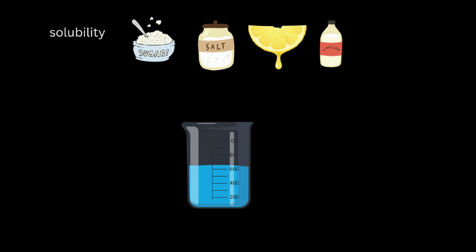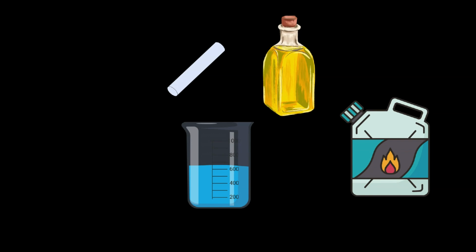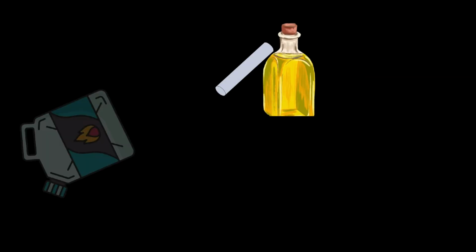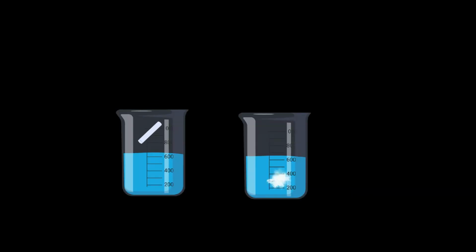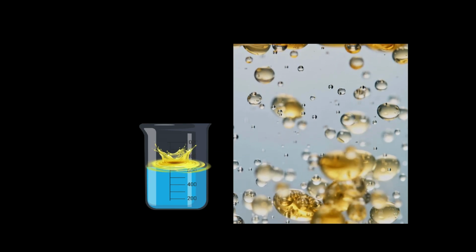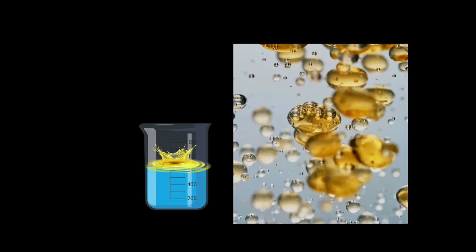There are other materials such as sand, chalk powder, coconut oil, kerosene. They don't dissolve in water, so they are insoluble in water. If we drop a chalk piece into the water, the chalk piece does not dissolve in water. Sand is also insoluble in water. Kerosene and oil are also insoluble in water. We can see this in these examples.